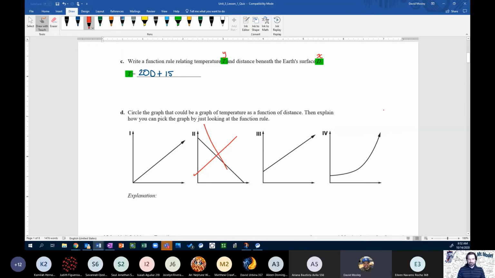What's wrong with graph 4? Is graph 4 representing a linear function? No, it's okay, Eileen. I know that's what you thought. No worries. What's the issue with graph 4? It curves. Yes, it's not linear. Right? Just in the name, a linear function, that's a line.